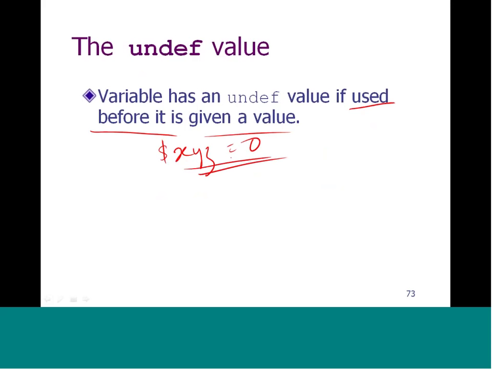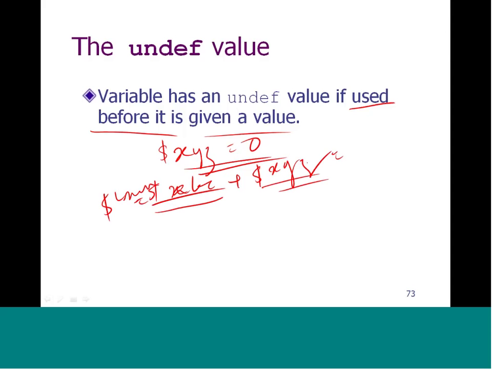If you don't do this, and you are using something like $ABC plus $XYZ equals $LMN, and at this point $XYZ is not defined and only $ABC is defined, then you get an undef value for this. In this case we have defined this as zero, so maybe it's okay, but ABC is not defined, so this becomes undef.